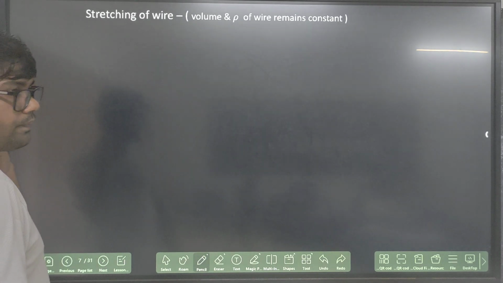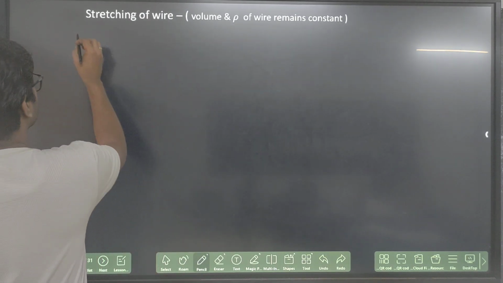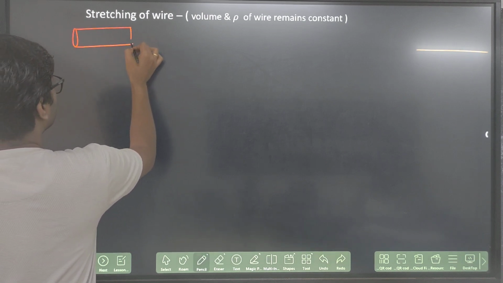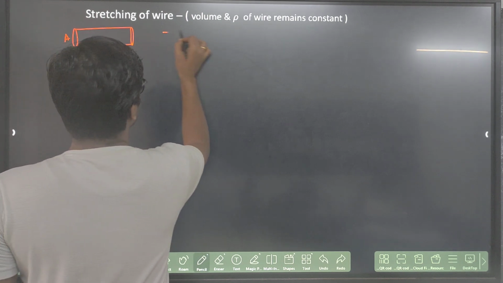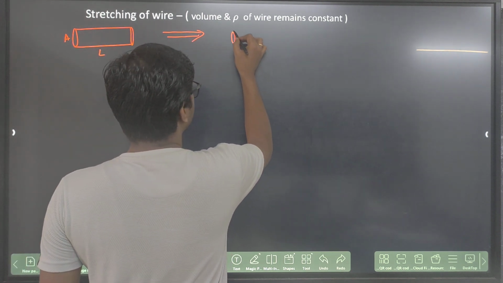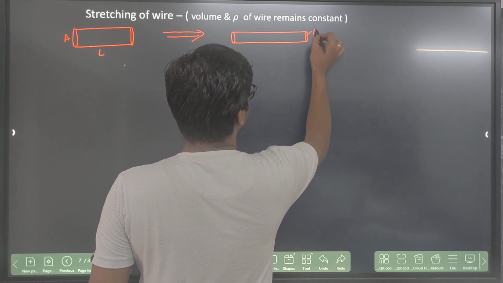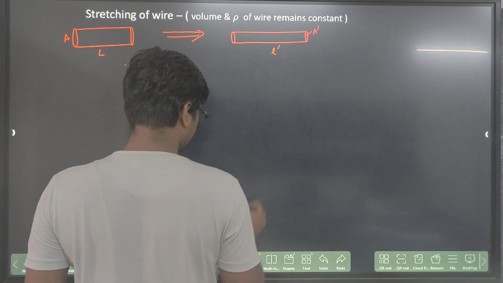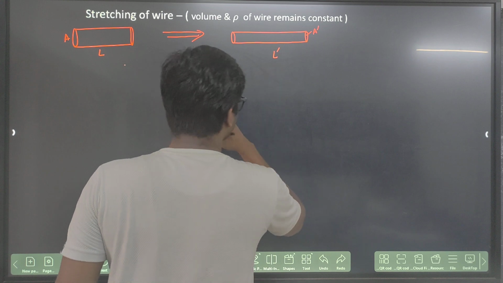Now we will see stretching of a wire. This is a wire of length L and area A. Now you stretch it. If you stretch it, what will happen? Its area will decrease and length will increase, right? This is A dash and this length is L dash. You can take capital L dash, right?